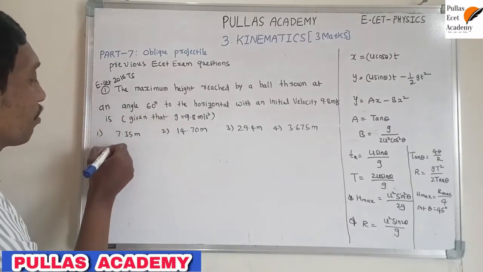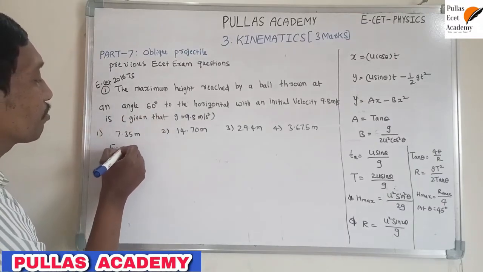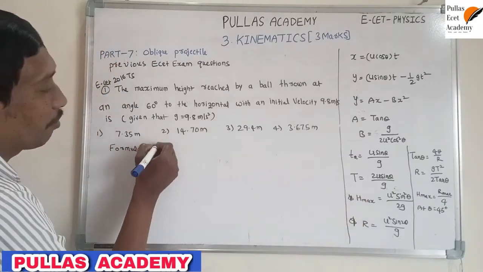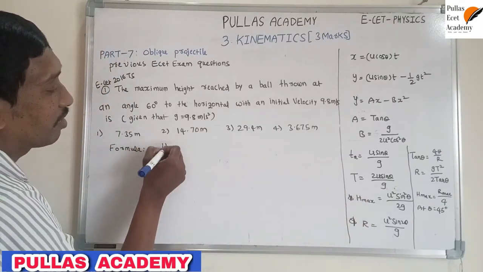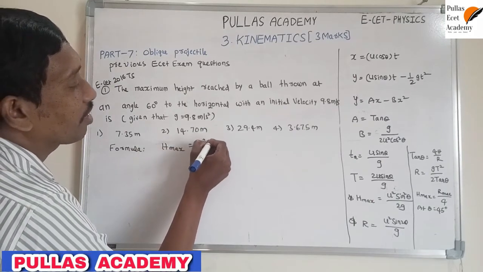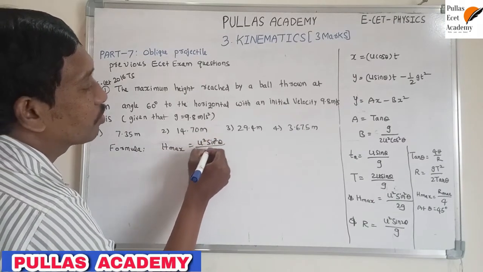So what is being asked here? The maximum height. What is the formula for maximum height? This is the maximum height formula, and I have already explained that concept clearly. H max is equal to u square sin square theta by 2g.